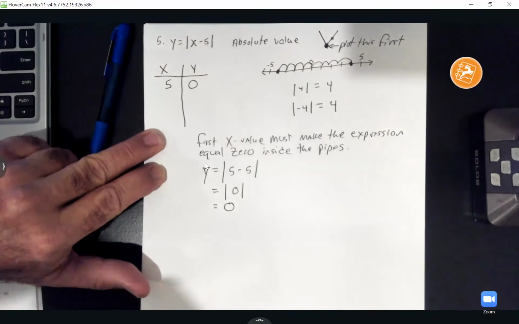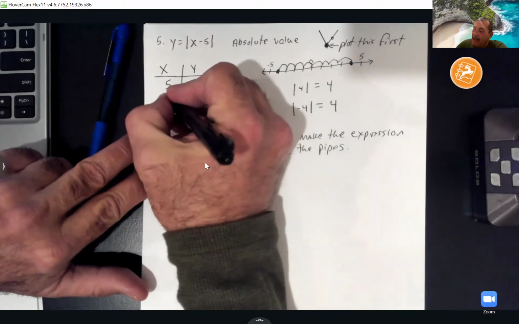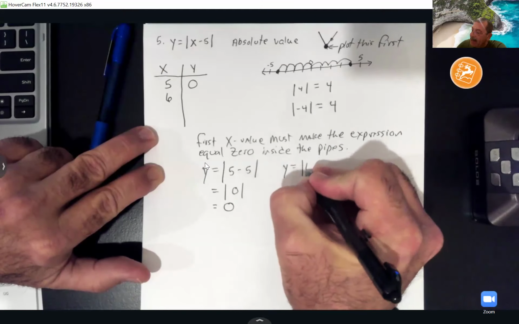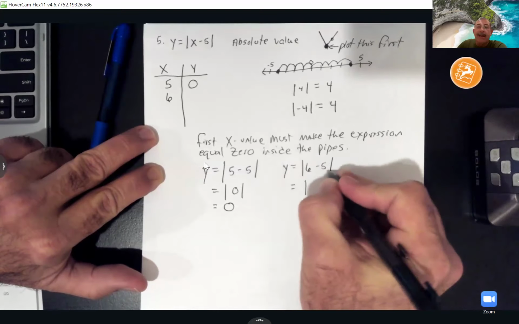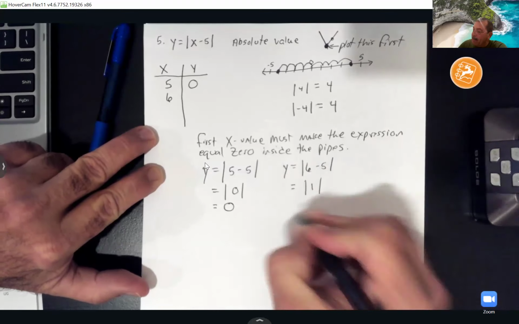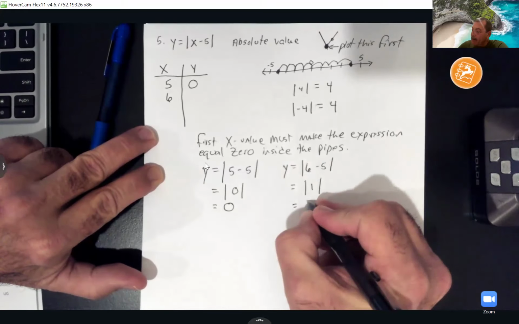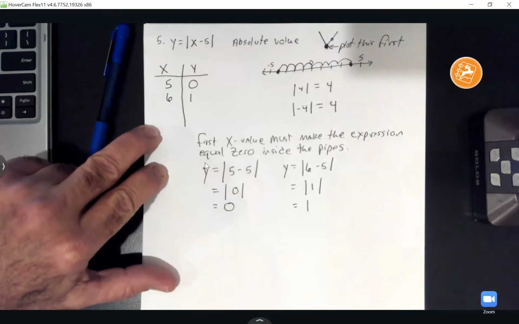Now, the second point, you can pick anything you want. How about a 6? If I put a 6 in for that x, well, 6 minus 5 is 1. The absolute value of 1 is 1. So that gives me my second point.